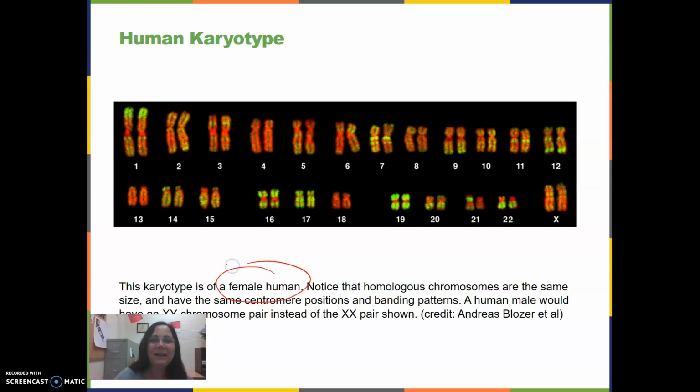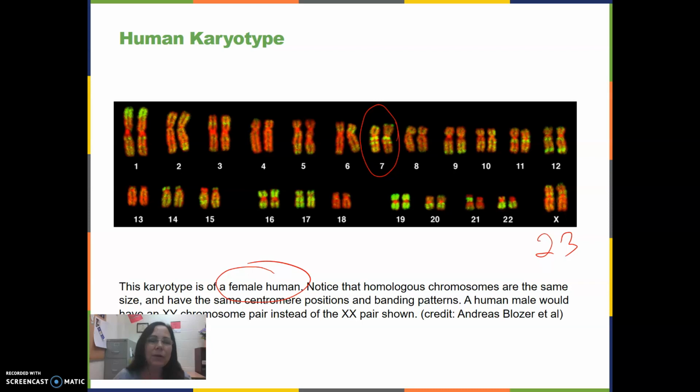Okay, here's a karyotype, and you can tell that it says it right here. Pair number 23 are both X's, so this is a human female. It shows all 23 pairs of chromosomes. And what we can see from this karyotype or any karyotype, especially if you look at, I like pair number 7 because you can see the bands really well.